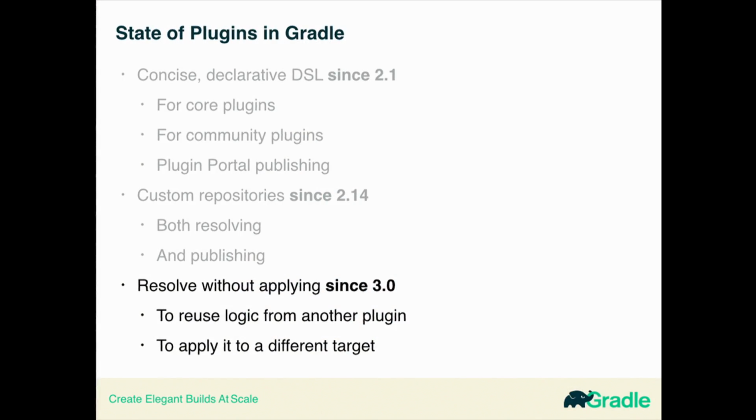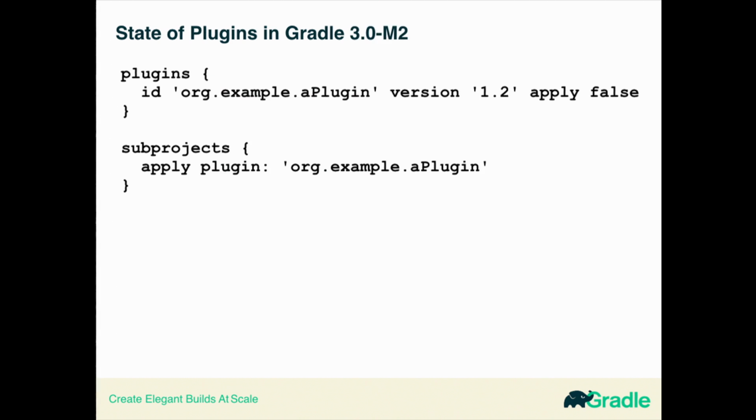So then, as of 3.0 milestone 2, we've also made it possible to resolve a plugin but not apply it immediately, for the use cases of reusing logic that the plugin provides, like the classes and things that it provides, without actually applying it to your target. And also to be able to apply it to different targets. So the first step of cross-configuration is often to apply some plugin to a bunch of subprojects. And here's what the syntax for that looks like.